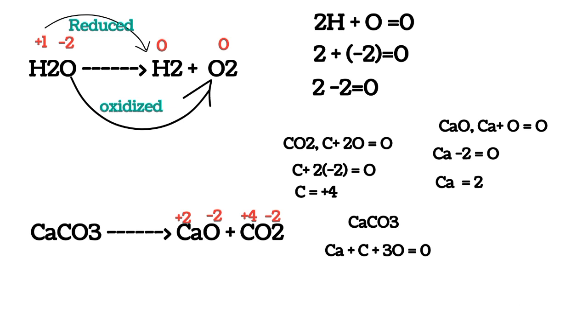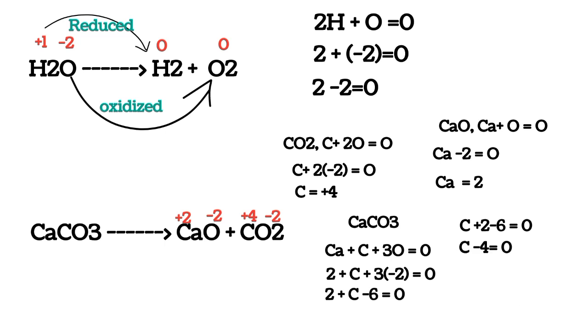In calcium carbonate, it implies that Ca plus C plus 3O equals 0. The oxidation state of calcium is 2. That of oxygen is minus 2. That means 2 plus C plus 3 into minus 2 equals 0. Open bracket, 2 plus C minus 6 equals 0. Collect like terms. C plus 2 minus 6 will be equal to 0. C minus 4 equals 0. And C will be equal to plus 4.